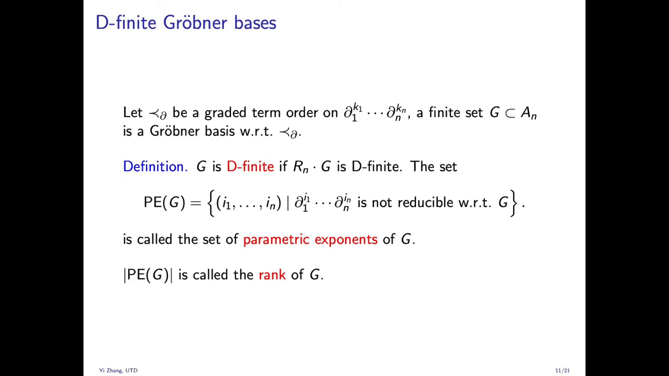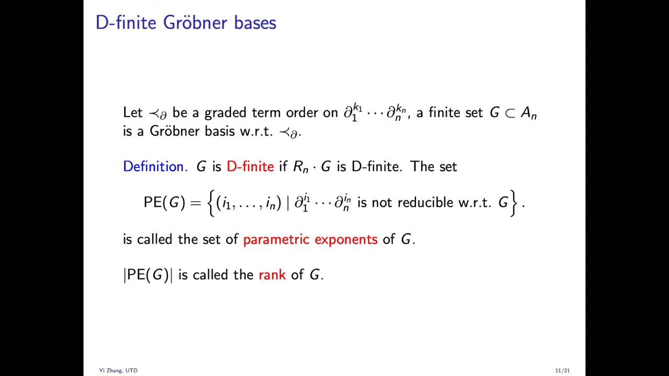Right. And we are interested in Noetherian non-commutative rings. So in this case, for the Weyl algebra and the rational Weyl algebra, they are finite. Yes. But in general, for any non-commutative ring, it's not finite. But in this case, the idea of Gröbner basis still has many, many interesting applications.